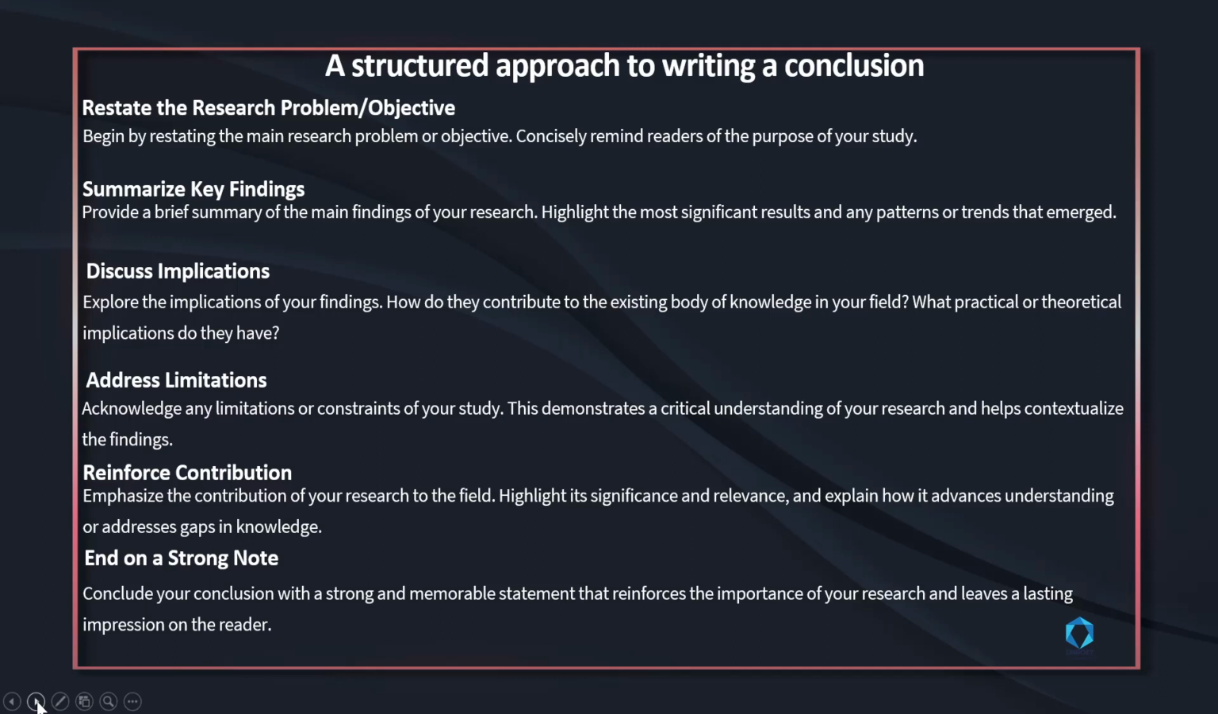Then, number four, reinforce the contribution. Emphasize the contributions of your research to the field of study. Highlight its significance, its relevance. Explain how it advances understanding or addresses gaps in knowledge, right?